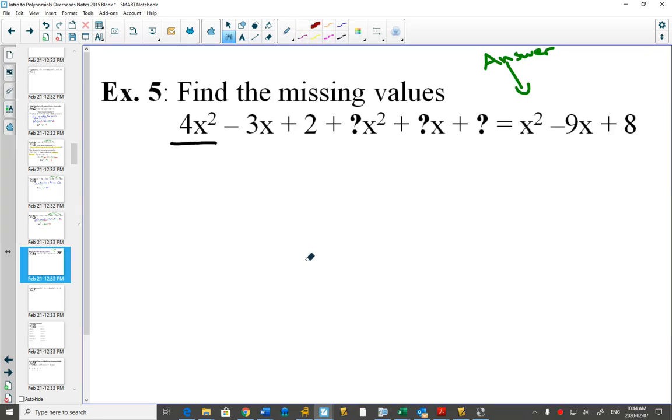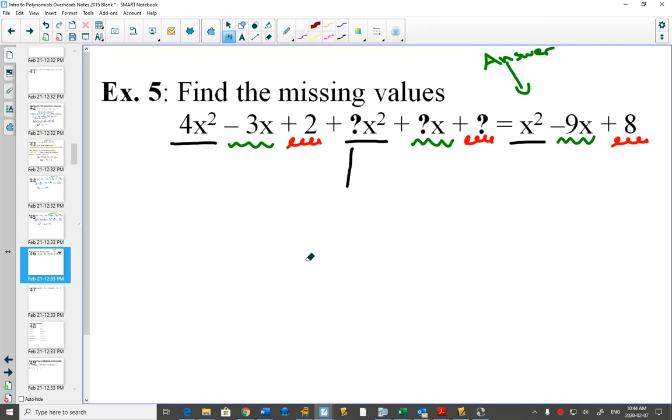Is there anything with a 4x squared? I mean, not with a 4. There is a question mark x squared there. And we need it to equal this in the end. With the negative 3x, we have a question mark there, and it has to equal negative 9. And then with the number, there's a number of mystery there, it has to be 6.